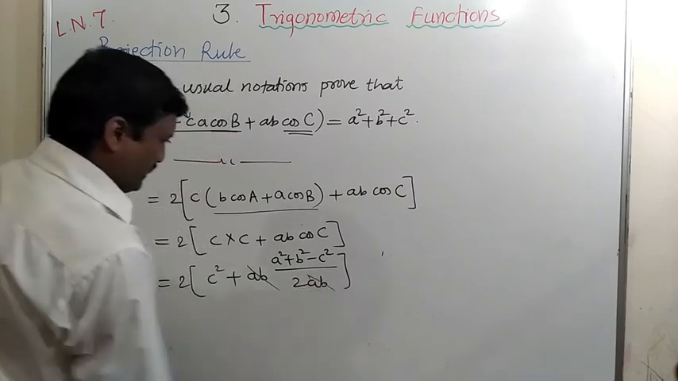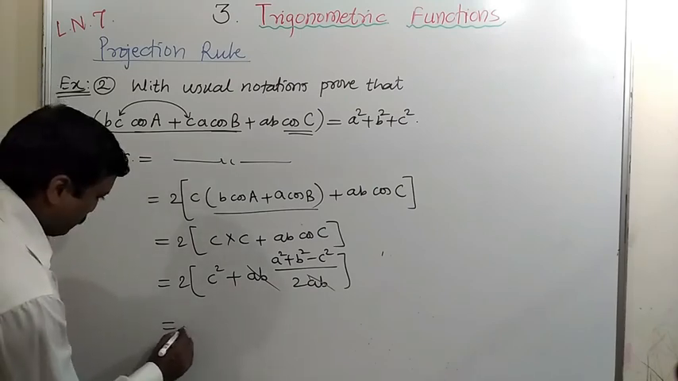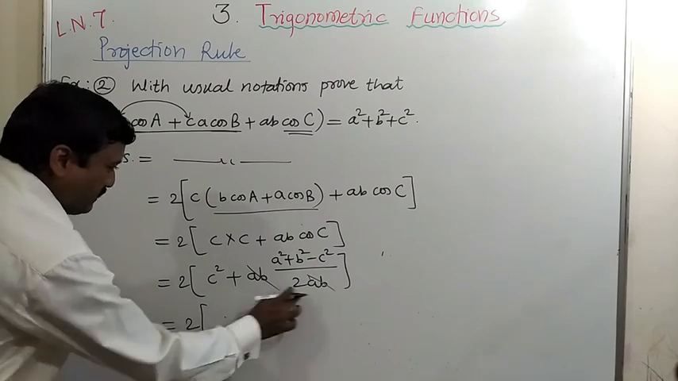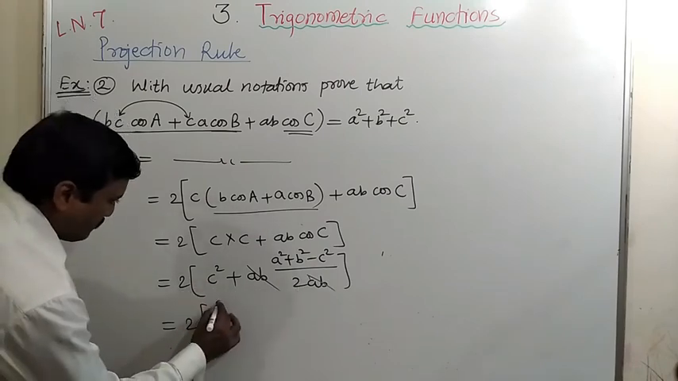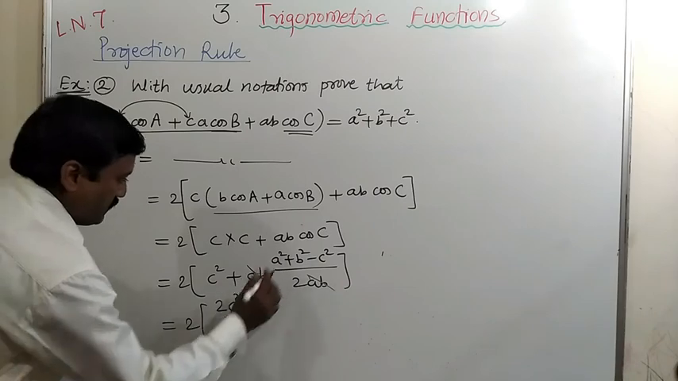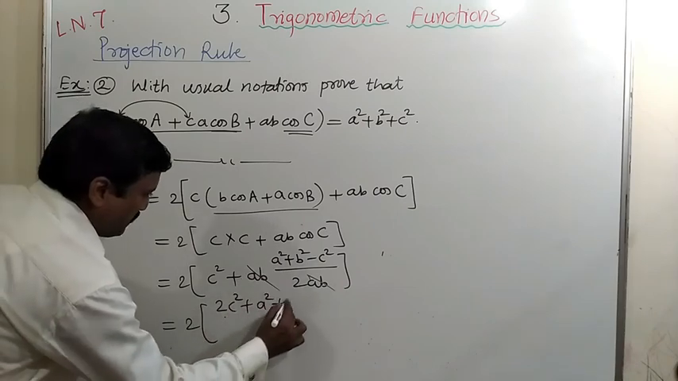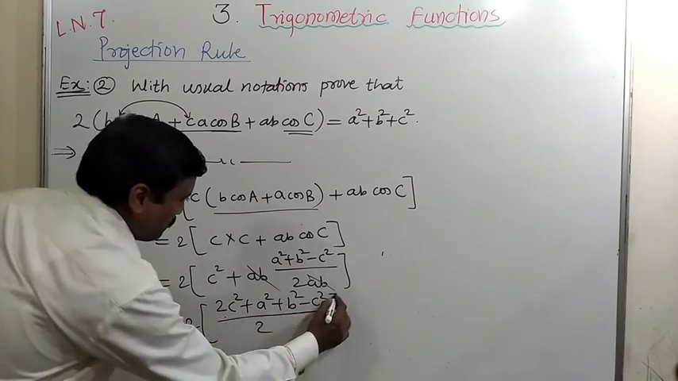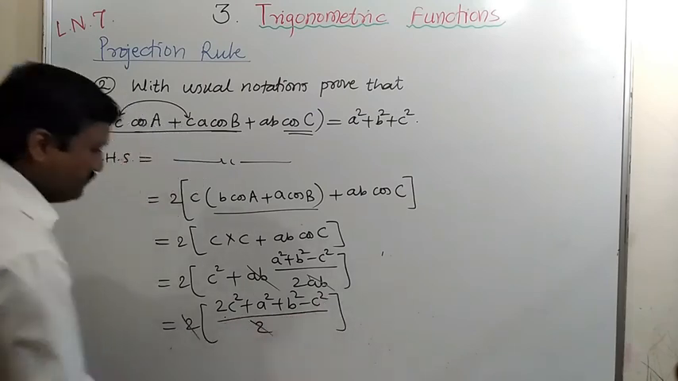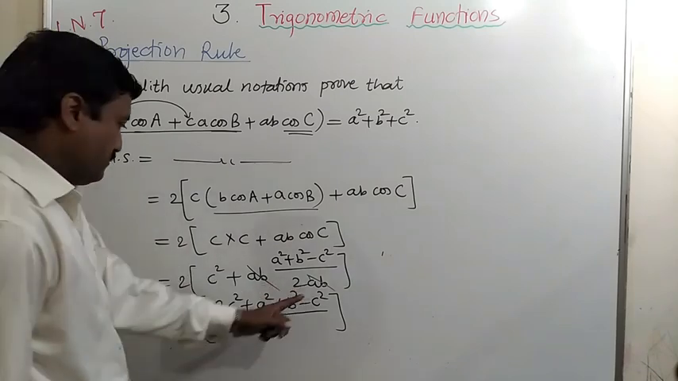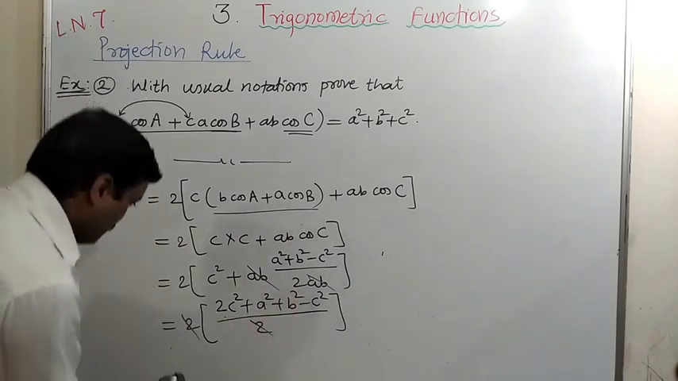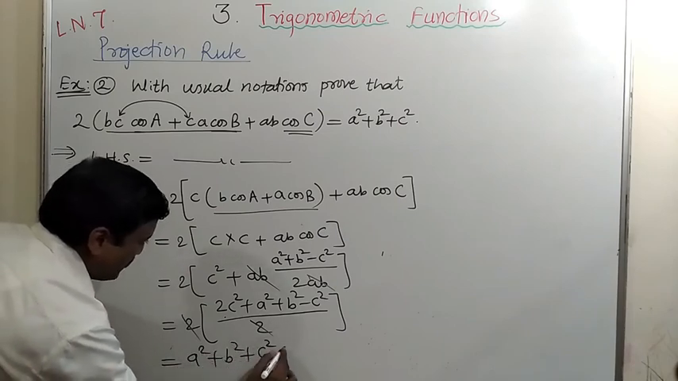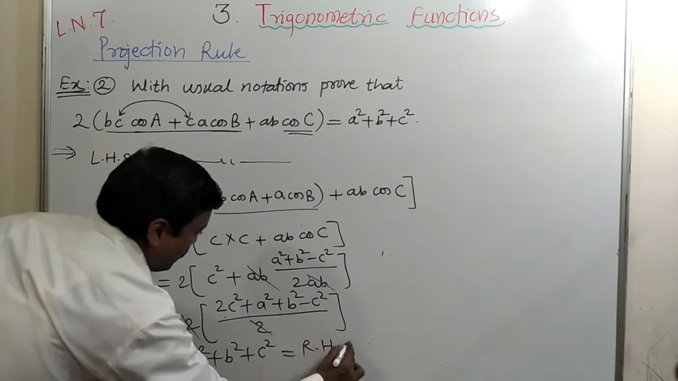Once again here ab get cancelled. So it is equal to 2 in bracket, making denominator equal here in the bracket, we get 2c square plus a square plus b square minus c square upon only 2. These 2 get cancelled to this 2. Here 2c square minus c square is c square, so remains a square plus b square plus c square, that is our RHS.